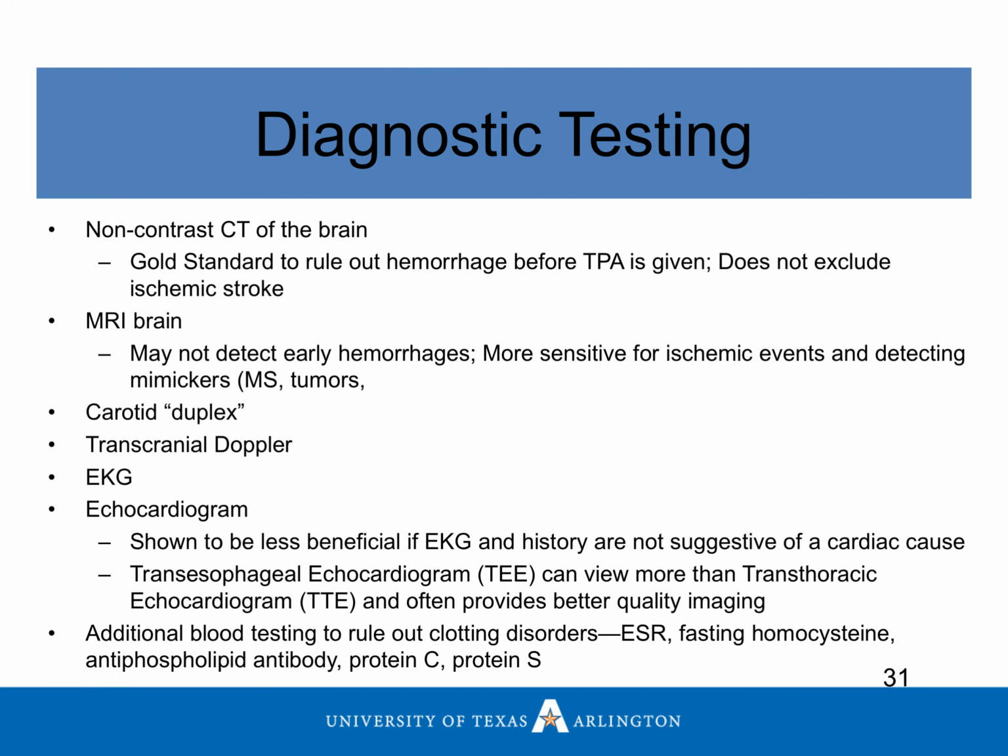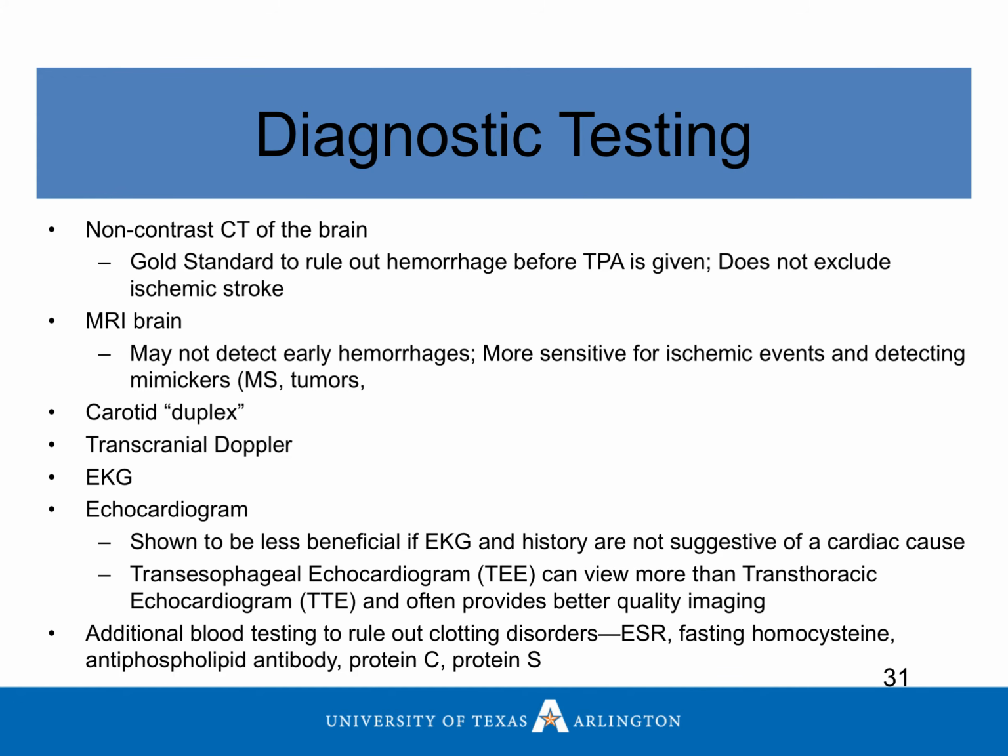And then carotid Doppler may be done, or even a transcranial Doppler. An EKG may be done at presentation to look for arrhythmias or for myocardial infarctions. An echocardiogram can also be done. Now, an echocardiogram by itself has not really shown much benefit unless the EKG or the history really suggests that there may be a cardiac cause. So take that into consideration. However, a transesophageal echocardiogram can view more than the transthoracic echocardiogram. And so sometimes it can provide better quality imaging than the regular echocardiogram, and may be considered later on, if even the EKG doesn't really show anything.